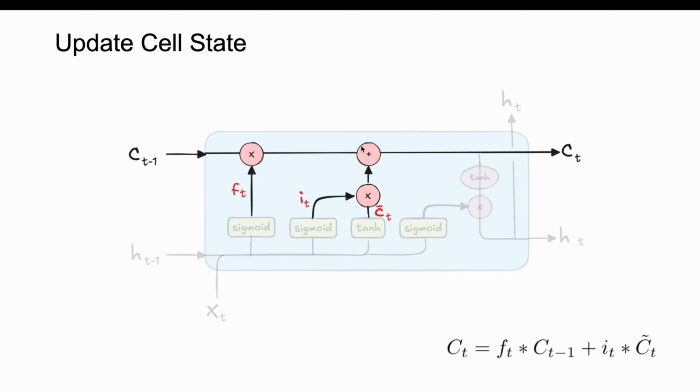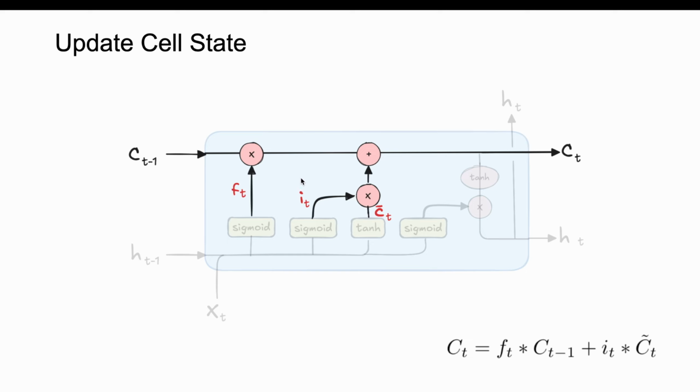In the second operation, before doing pointwise addition, we are doing pointwise multiplication of vector it and C tilde t, the candidate cell state. The candidate cell state holds new candidate values that can be added to the cell state. I'm saying can be, meaning it will be added if it remains after multiplication with the vector it. Because the it vector is similar to the ft vector: here also the output is coming from the sigmoid layer, so the it vector also has values between 0 and 1.